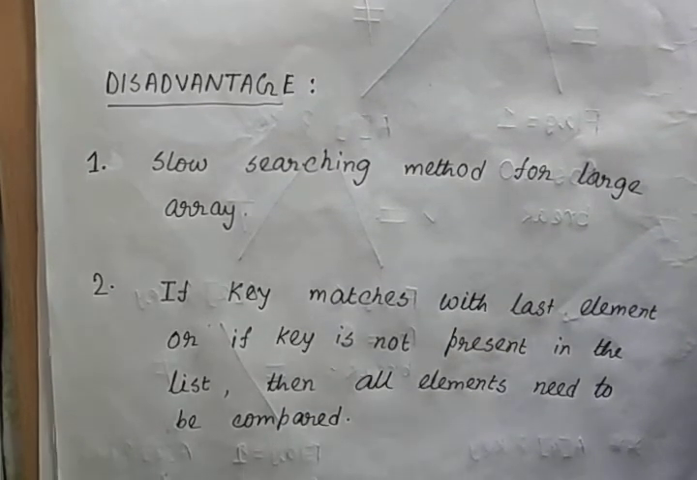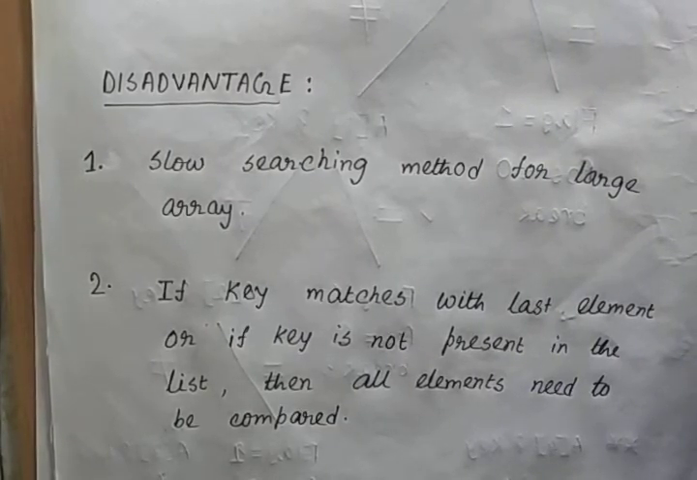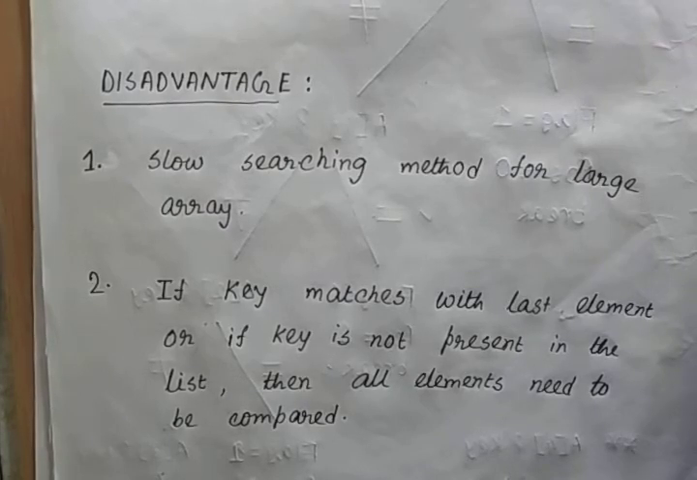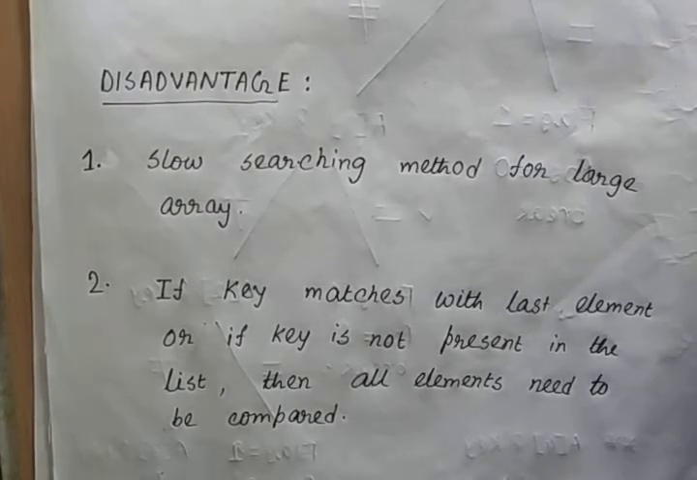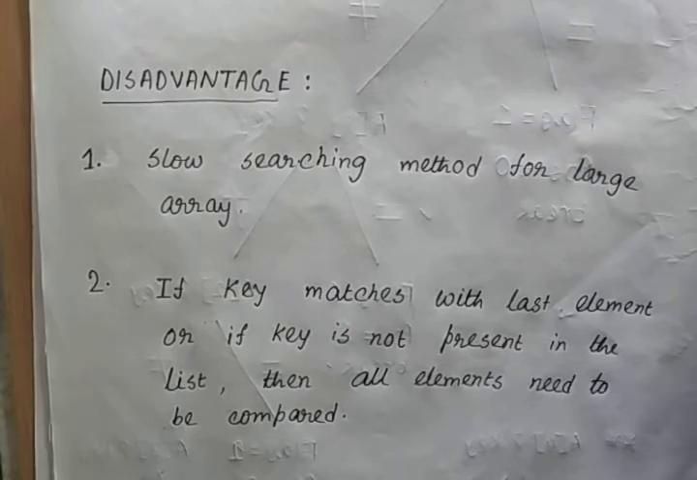Now the second disadvantage is, if the key matches with the last element, or if the key is not present in the list, then all elements need to be compared. Obviously, if the key element is present at the last position, or in the other case, if the key element is not present at all in the list, then also you have to compare all the elements of the list, right? Unless you compare all the elements with the key element, you cannot decide that the key is not present in the list, right?